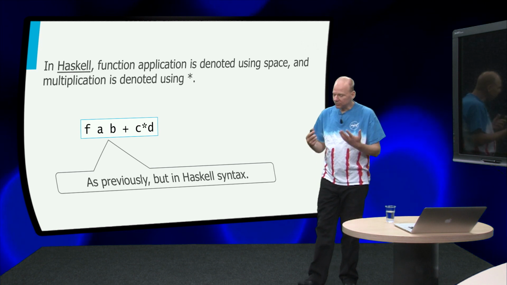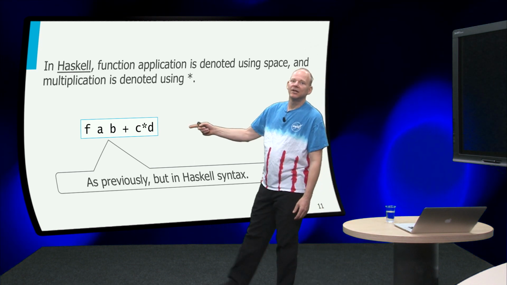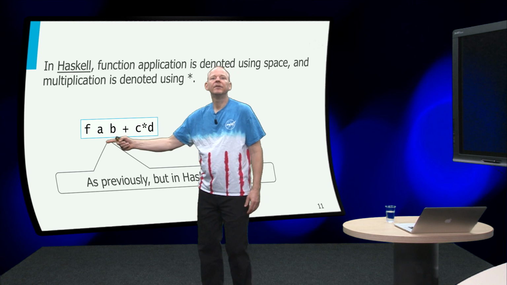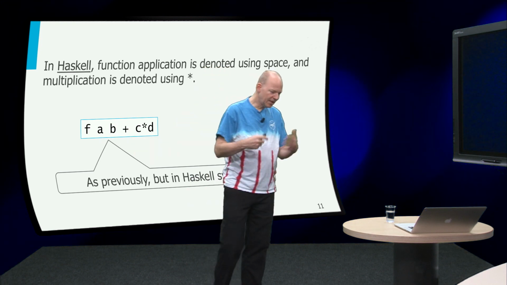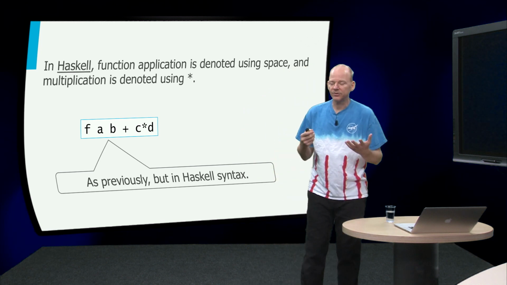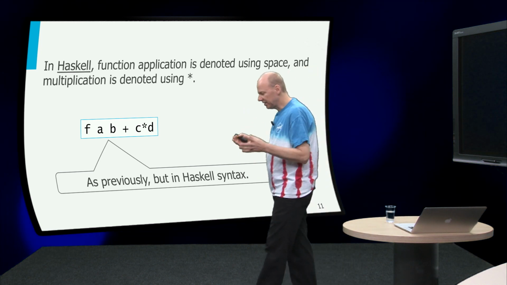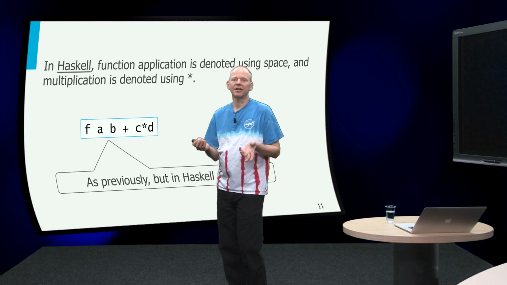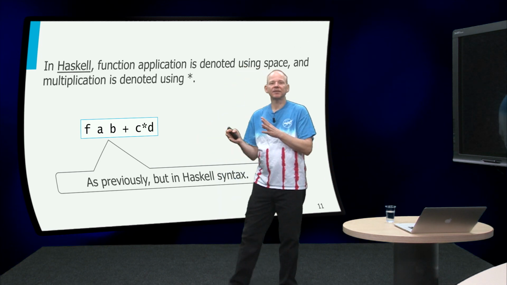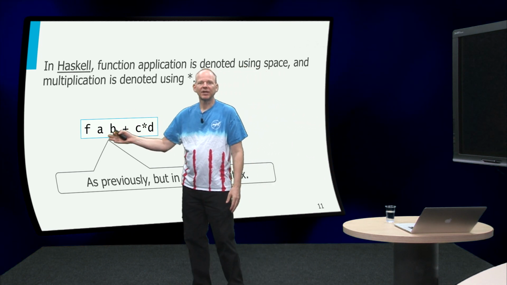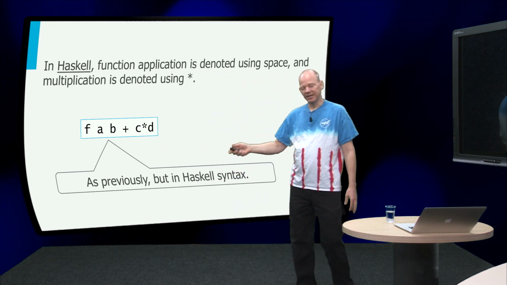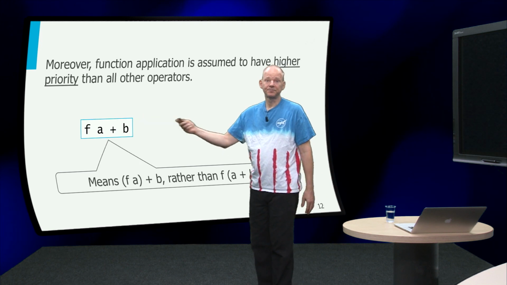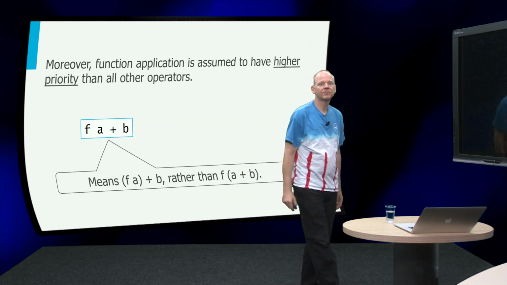All right? And in most programming languages, you would write f paren a comma b close paren. So they are in some sense the worst of two worlds. There, you have to write everything explicitly. But in Haskell, we make the decision that function application is done by using a space, and multiplication is done by using multiplication.